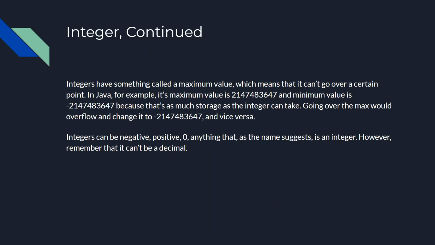Integers have something called a max value, which differs according to the language. In Java, the maximum value is 2147483647, and the minimum value is the opposite. If you go over the maximum value, it will loop around and turn into the minimum value. If you go under the minimum value, it will loop around and go to the maximum value. Integers can be negative, positive, 0, or basically anything that is an integer.